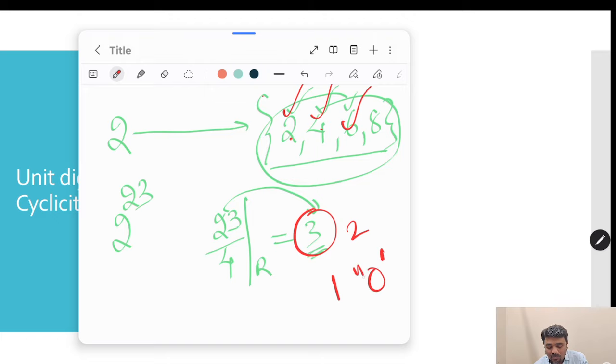If my remainder is 0, actually 0 means it's a multiple of 4, so the answer is 8. If the remainder is 1, the answer is 2. If the remainder is 2, then the answer is 4. Remainder 3, answer is 6. Remainder 0 means it's the last of the cycle. 4 cannot be the remainder when divided by 4, it is nothing but 0. So that's the reason, if you get 0 as the remainder, that means 8.